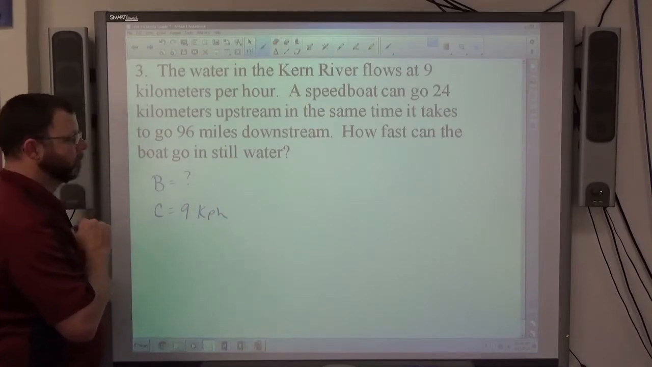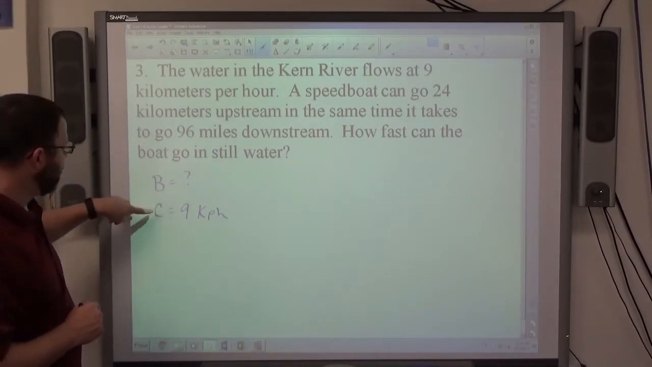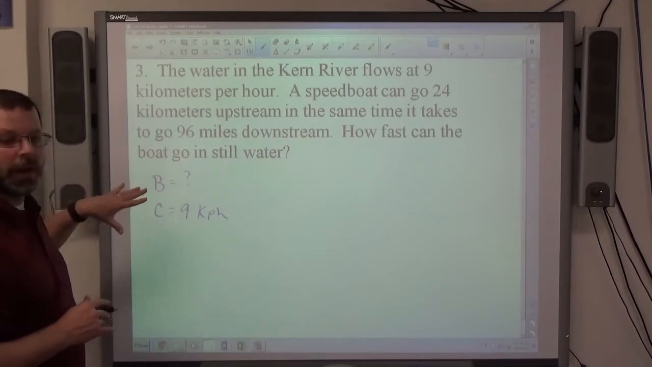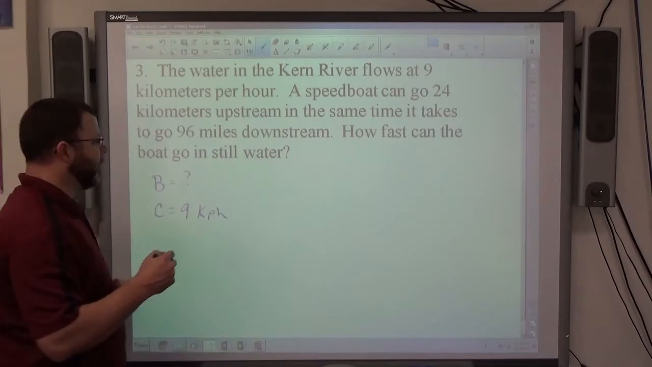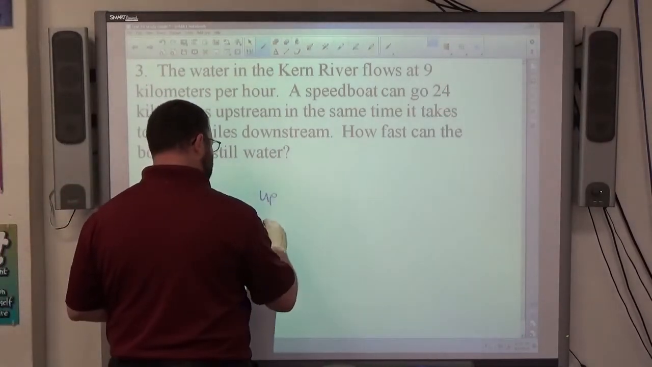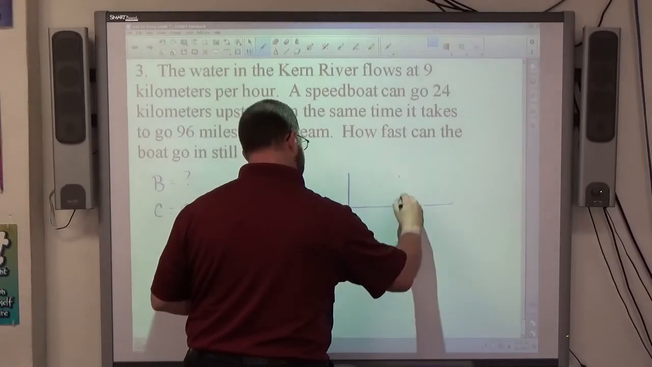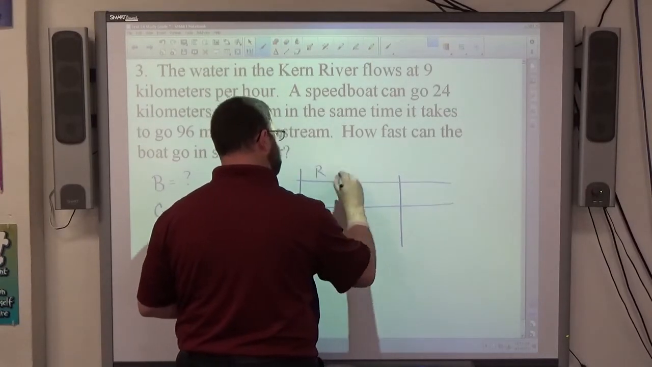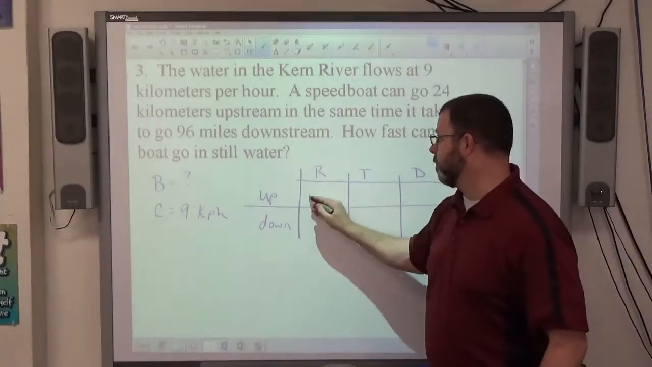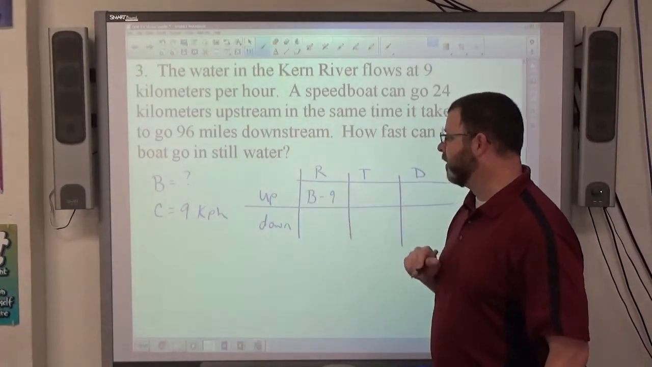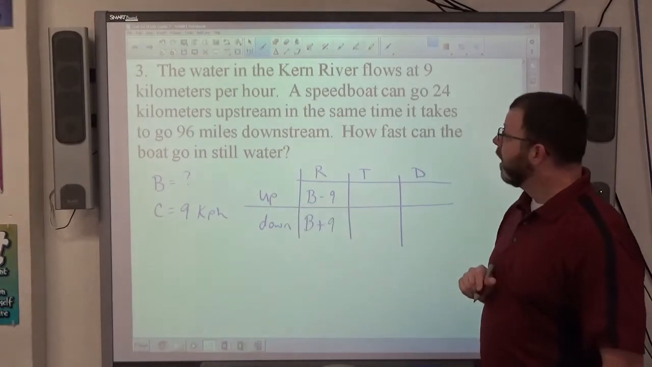How fast can the boat go in still water? Okay, so again, I'm investigating the problem, trying to find this information. I know this, I don't know that, but that's what I need. I need to identify whether I know it or I don't know it. So, upstream, downstream. Upstream, boat minus current, that's boat we don't know, minus current 9. Downstream, boat plus current, that's boat we don't know, plus 9.